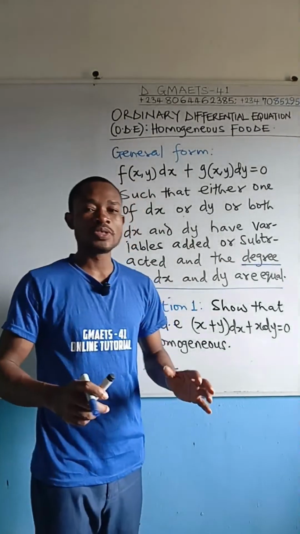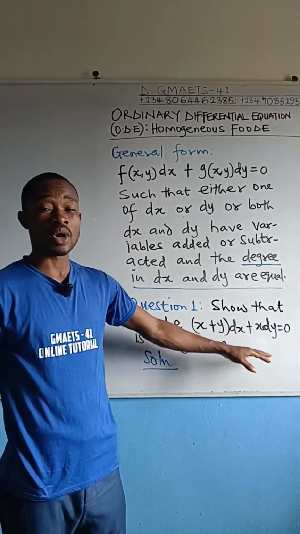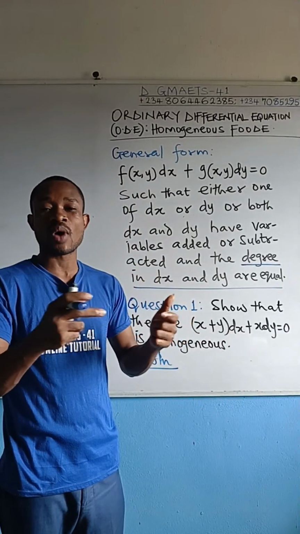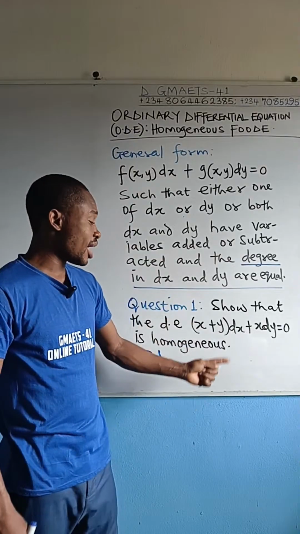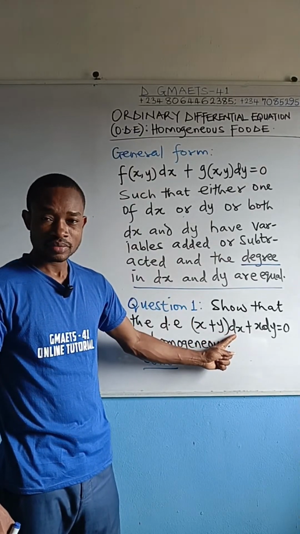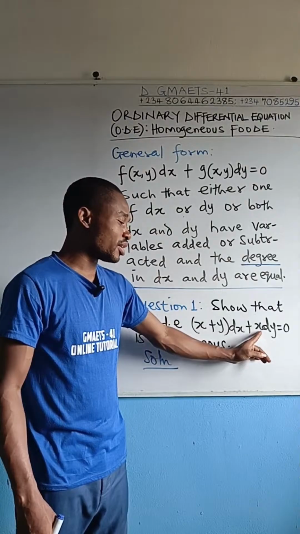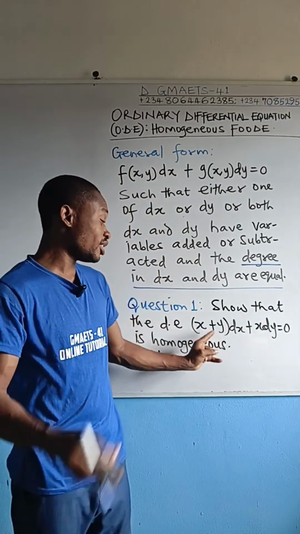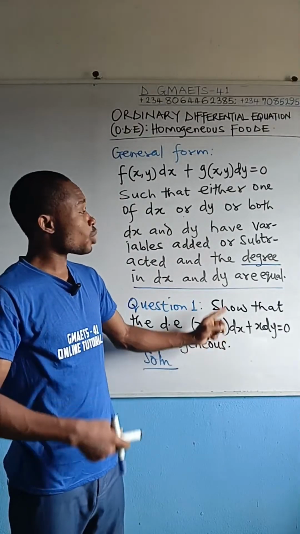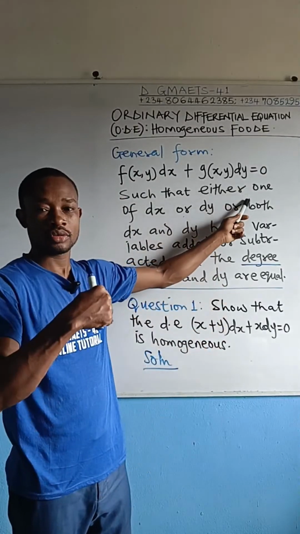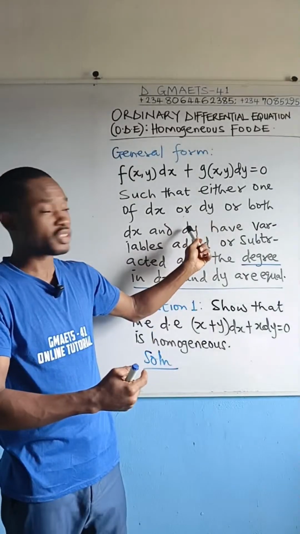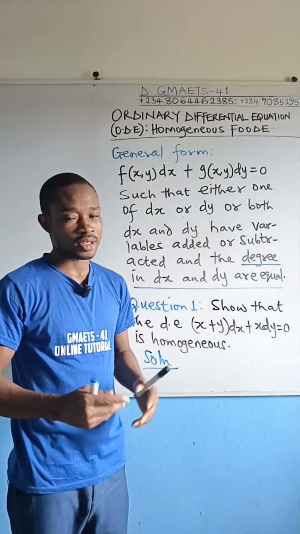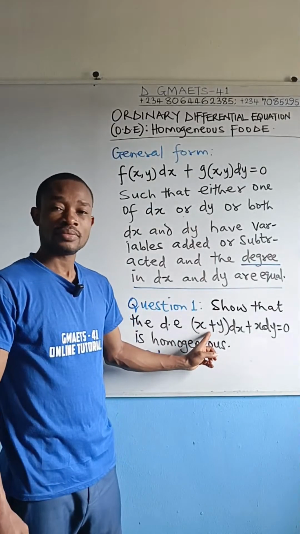First of all, observe that in this differential equation given to us, there is a place where the x and the y variables are being added. And that happened in the dx part. In the dy part, there is no addition or subtraction of x and y variables, nothing like that. But at least we saw it in that dx part. That is why I said either one of the differential coefficients or both of them will have these two variables added or subtracted. It happens here.